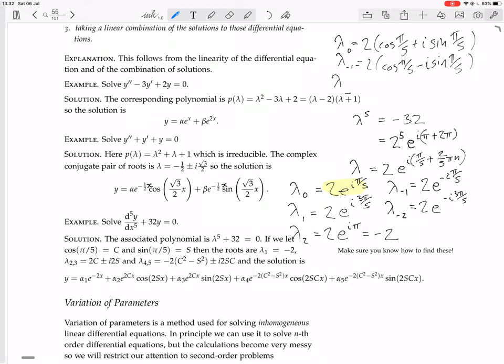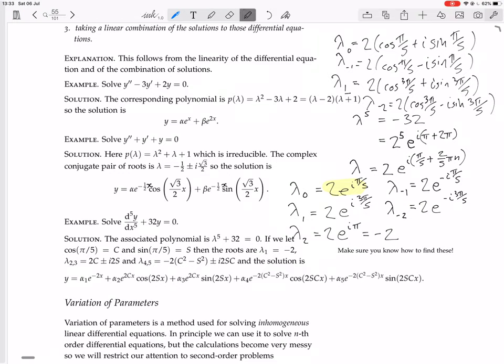And then we're going to have lambda 1. So that's magnitude 2, and now we're going to have cosine of 3 pi over 5 plus i sine 3 pi over 5. Okay? And we're going to have lambda minus 2. Now the conjugate of that is cosine 3 pi over 5 minus i sine 3 pi over 5.